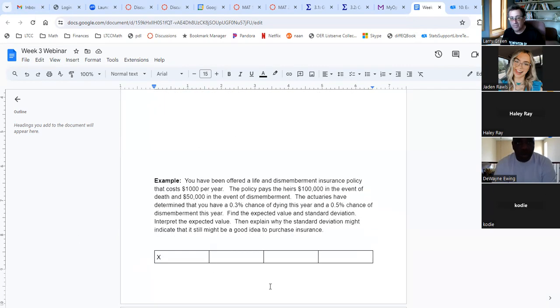Okay, let me give you one more example. We'll do this one a little faster because we only have so much time. So let's suppose that you're offered a life and dismemberment insurance policy that costs $1,000 per year. The policy pays the heirs $100,000 in the event of death. If you die, you don't get any money because you're dead, but your heirs would get money if you die. Typical life insurance, right? And $50,000 in the event of dismemberment.